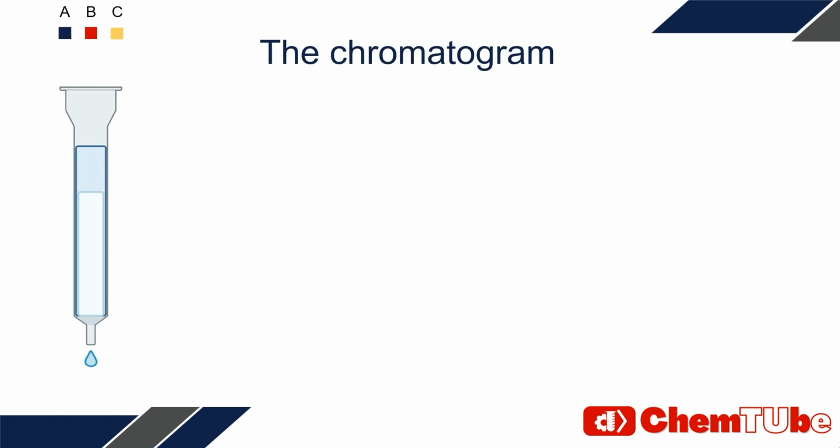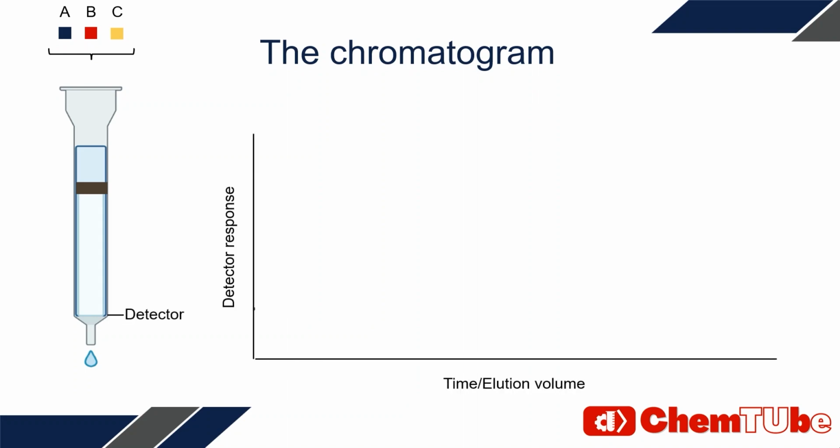Suppose that we have a column filled with silica as a stationary phase and that we have a mixture of compounds A, B, and C of increasing polarity. We can load this mixture onto the column, and in order to track the separation, we can construct a chromatogram. Solutes eluted from a chromatography column are observed with a detector at the end of the column, and we can plot the detector response as a function of elution time. This graph is called a chromatogram.